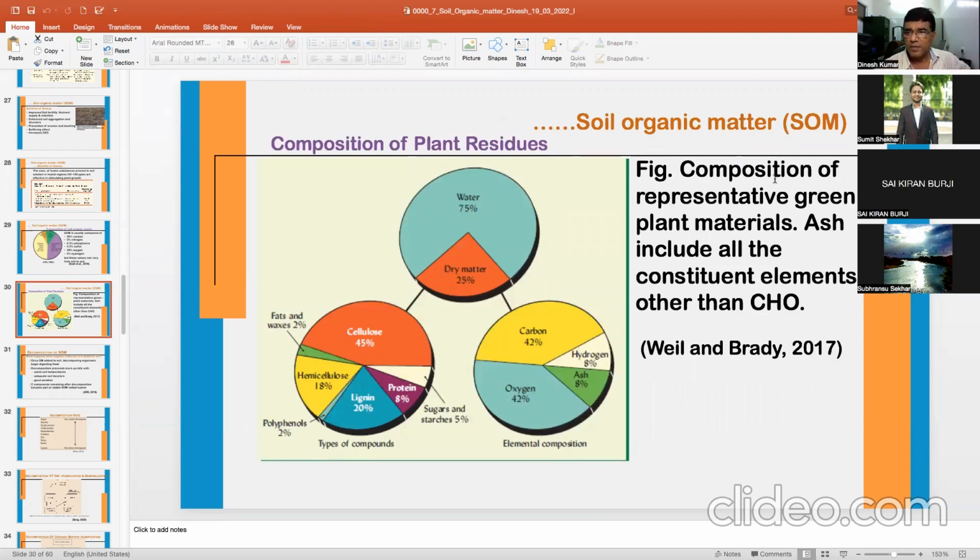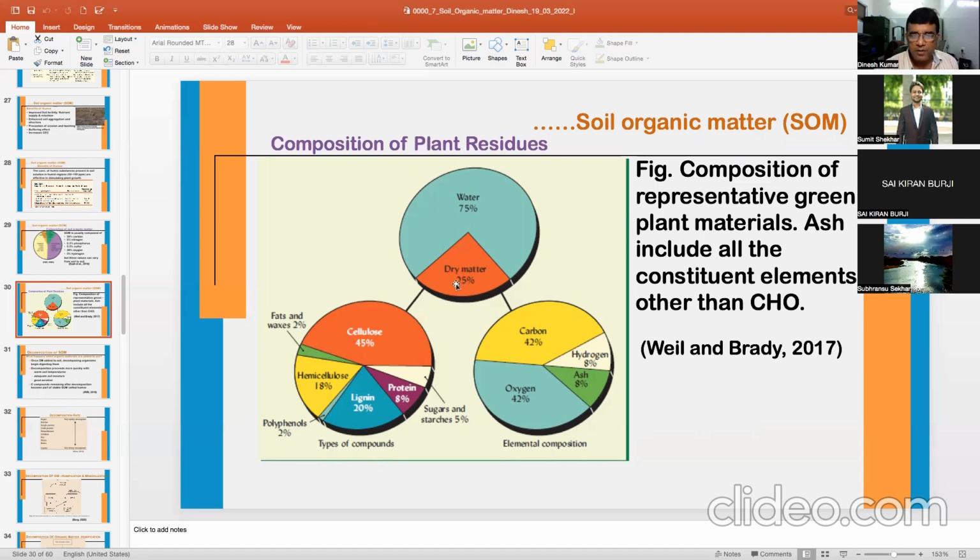Now you see the soil organic matter composition of plant residues. So you can see here, if you have, say, a green plant, green matter, in this roughly 75% is water and the remaining is dry matter. So if you evaporate the water from the plant material, the dry material will constitute 25% dry matter.